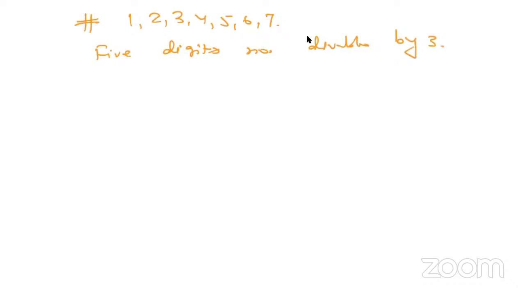Now this is the question. This we can say is the question we require to do: 1, 2, 3, 4, 5, 6, and 7, 5-digit numbers, divisible by 3, right? So maximum 5 minutes you have. Enjoy this question.